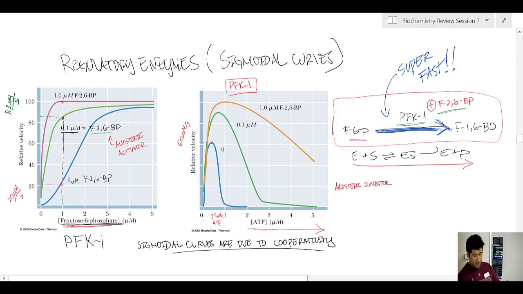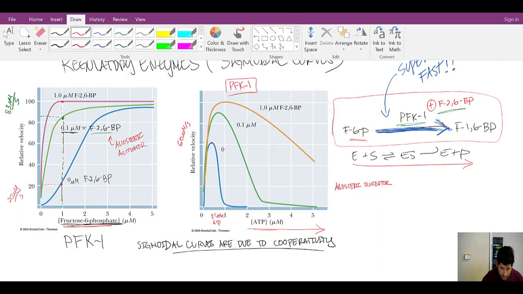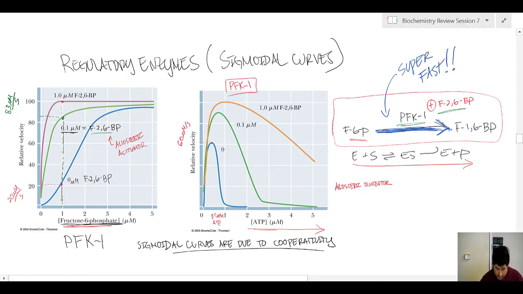So the sigmoidal curves are due to cooperativity. What do allosteric activators do to cooperativity? There you go. They decrease cooperativity. That's another important point that I want you to remember.